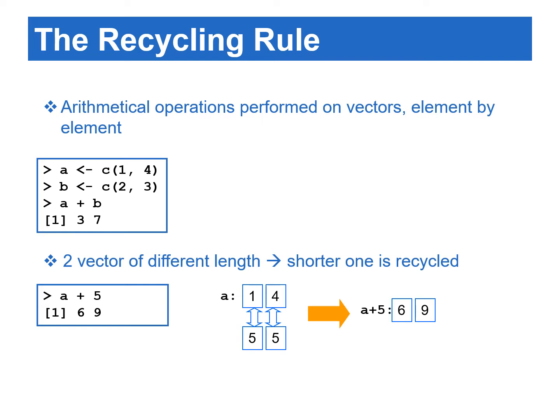Arithmetical operations performed on vectors are done element by element. For example, when we add two vectors of the same length, the first element of the first vector will be added with the first element of the second vector, and the second element of the first vector will be added with the second element of the second vector, etc. When the lengths of the vectors are different, the shorter one is recycled during the calculation. For example, when we add vector A of length 2 with value 3, 3 will be added to each element of A because of the recycling rule.